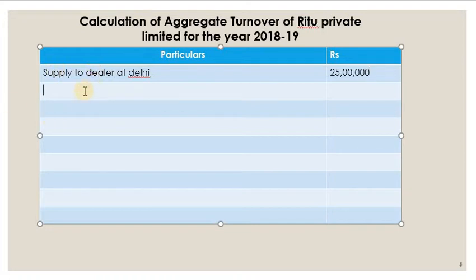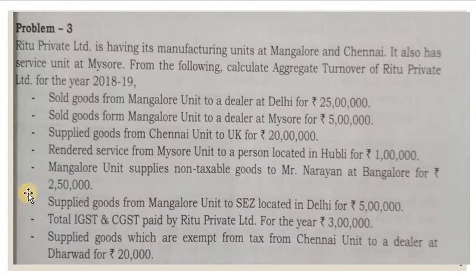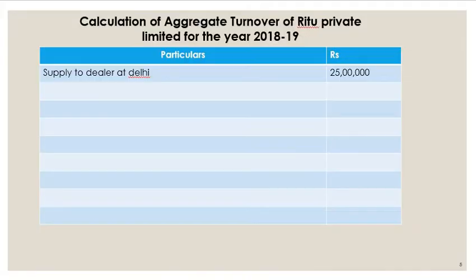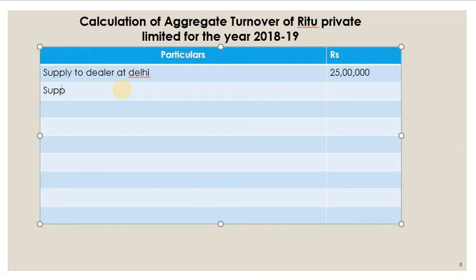Then the next one, sold goods from Bangalore to a dealer at Mysore. Again it is an intrastate supply, so taxable supply to dealer at Mysore. What is the amount? It's 5 lakh.